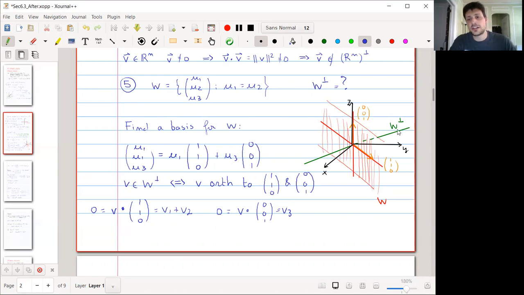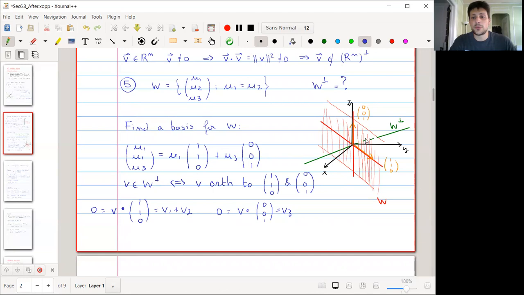Now, the picture here tells us that W perp is going to be a line because the only set of orthogonal vectors to a plane must be exactly this line. I encourage you to think about this picture a little bit and convince yourself that nothing but that line can be perpendicular to that plane.